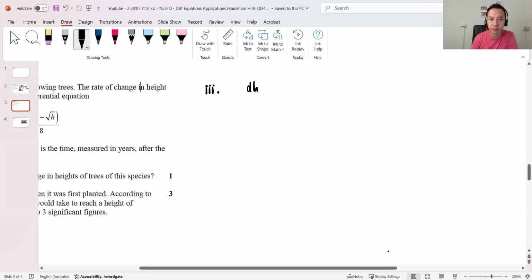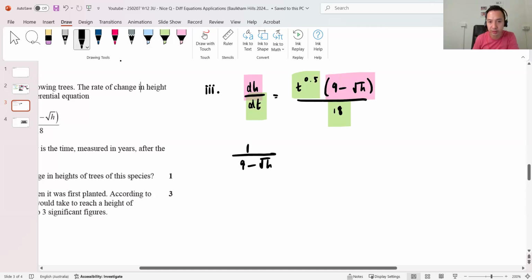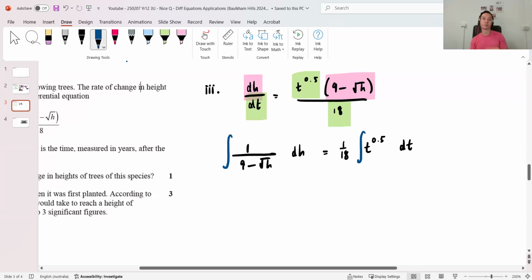So dH on dt equals t to the 0.5, 9 minus root h over 18. So I'm going to bring dH, I'm going to bring this guy over, right? And then I'm going to leave dt with that function of t and the 18 there, right? So bring that over, you get 1 on 9 minus root h dH equals t to the 0.5. And I'll bring the 1 on 18 outside, right? With no dt, because I'm going to integrate both sides.